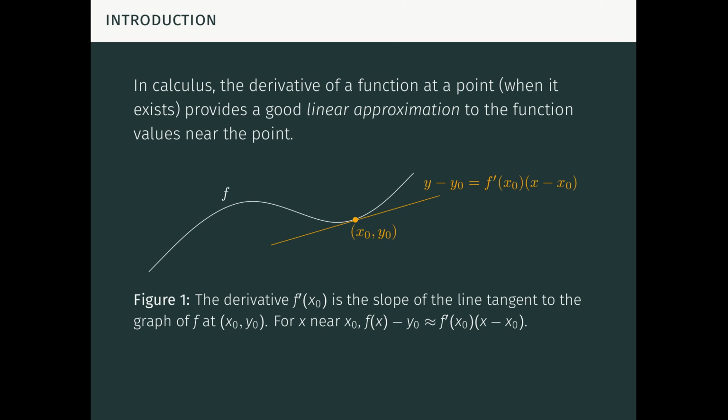And for values of x near x0, the change in f, in other words, f of x minus y0, is approximately equal to the derivative f prime at x0 times the quantity x minus x0. So this is the linear approximation for a real valued function of a single real variable.